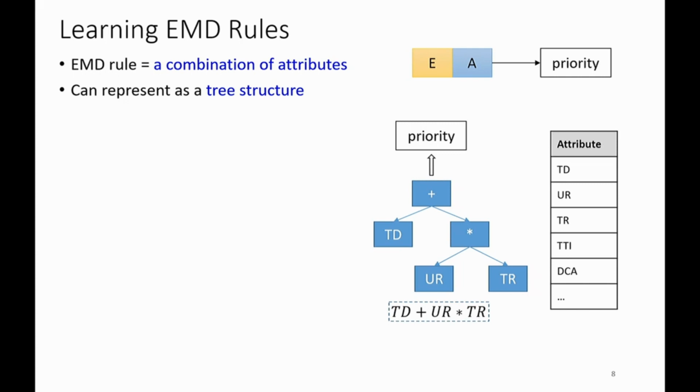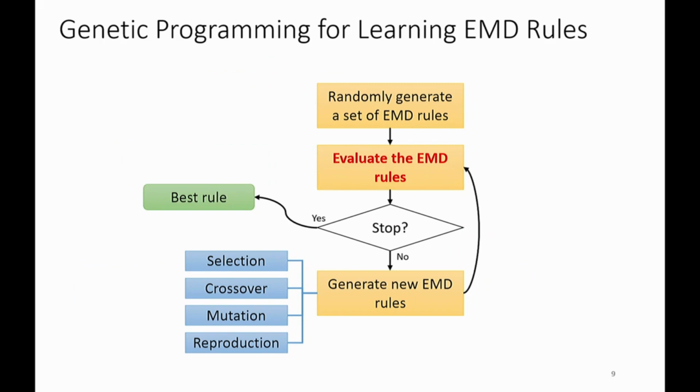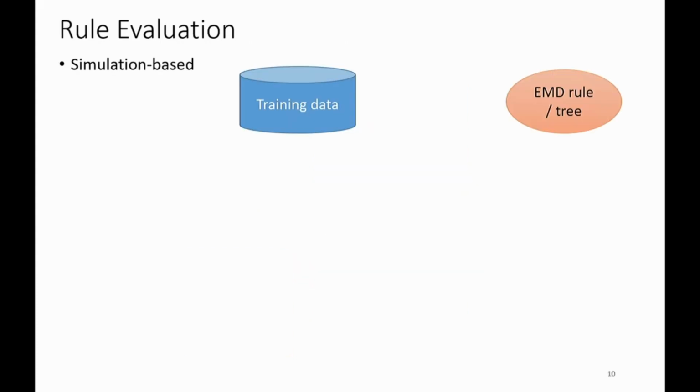And then we use machine learning to learn this rule, and we use a tree structure. Yuqian just talked about reinforcement learning, but actually we use a different representation and method called genetic programming. It uses an evolutionary process to learn the rule. And this rule evaluation is based on simulation. We have the training data and we have the rule. How do we evaluate it?